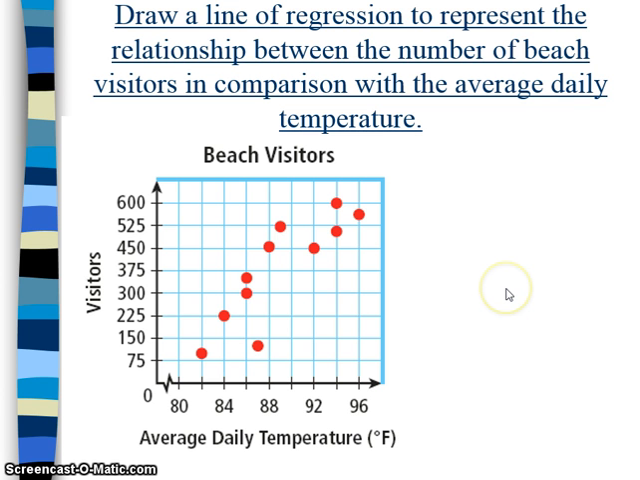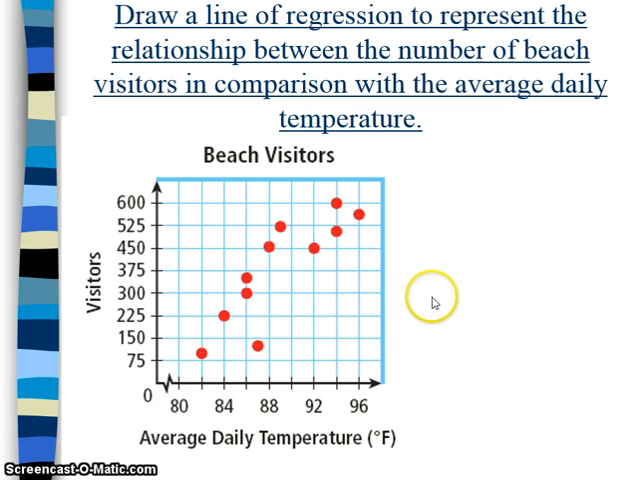Let's now draw a line of regression to represent this relationship, which is between the number of beach visitors in comparison with the average daily temperature. We can see that these dots have a positive correlation. They're going upward in general, which makes sense because the higher the temperature, the more people that want to go to the beach. The opposite's also true. The lower the temperature, the fewer people that go to the beach.